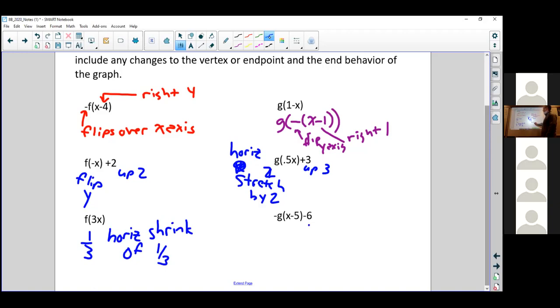And then this last one, this goes down 6. This goes right 5. This negative out here flips over the x-axis. Okay? I think that's it.